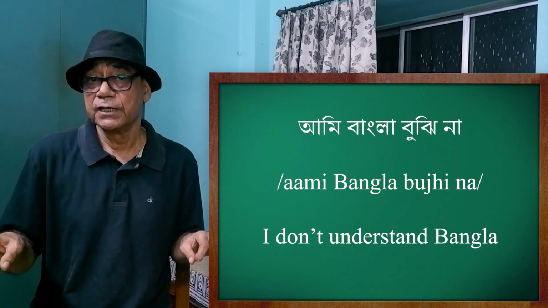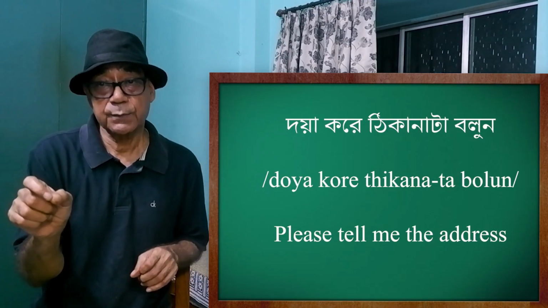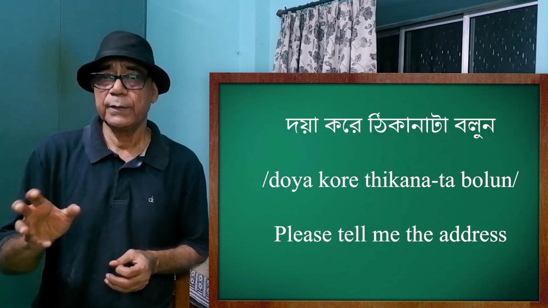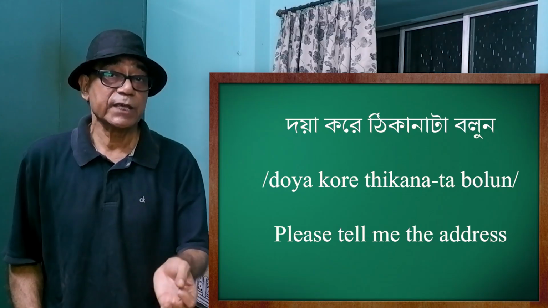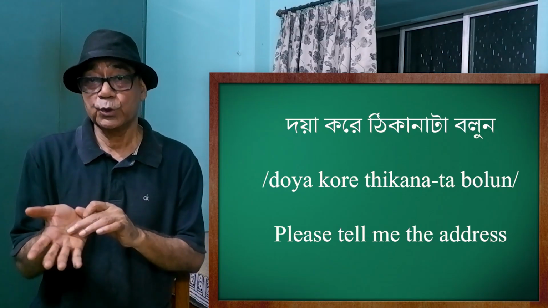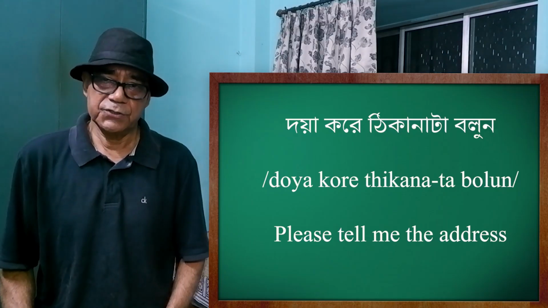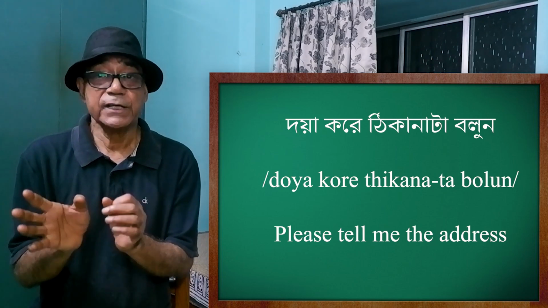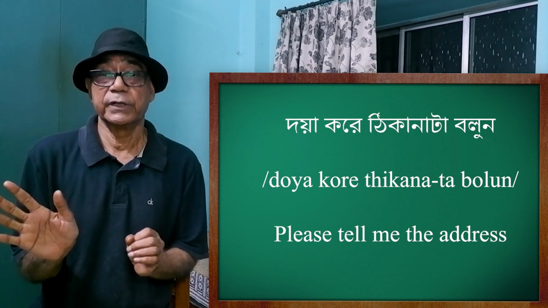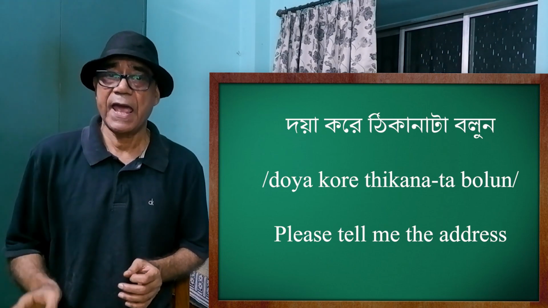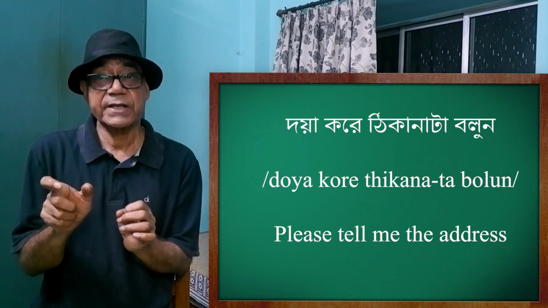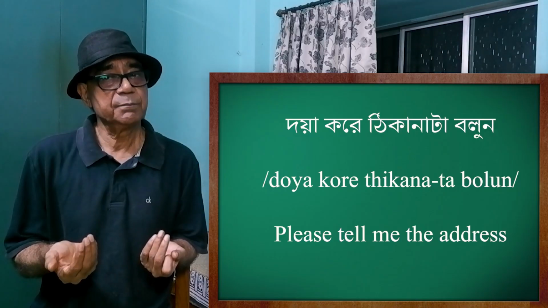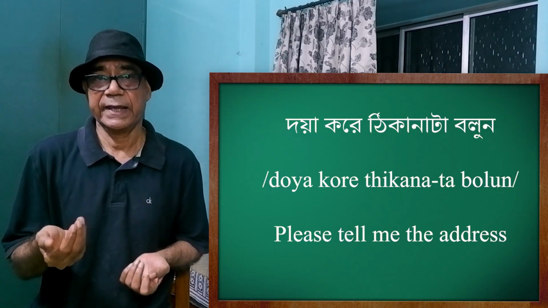Come to number 3, Doya kore Thikanata bolun. Suppose you are looking for a particular address but you can't find it. In that case, you need some help. You show the address to somebody and ask him politely, Doya kore Thikanata bolun. It means, please give me the address. Thikana means address. Doya kore, please. Bolun, say.